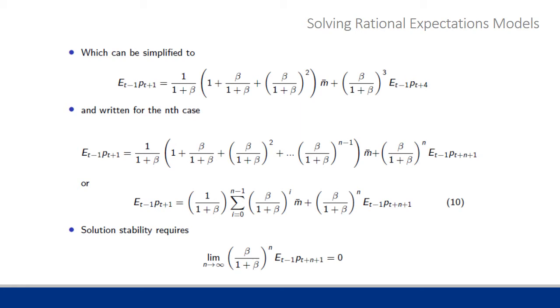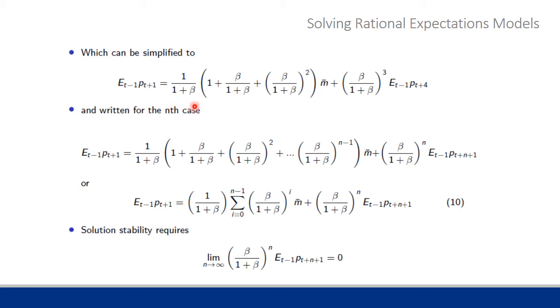To begin to solve this for E_t P_{t+1}, we can rearrange the terms so that all the m bars are together, and the remainder term, the only one left, which is a forward variable in P_t, at the end of that right-hand side. Once we've written out the previous equation like this, then we could write out one for the nth case.